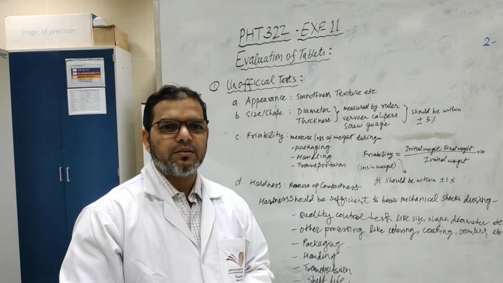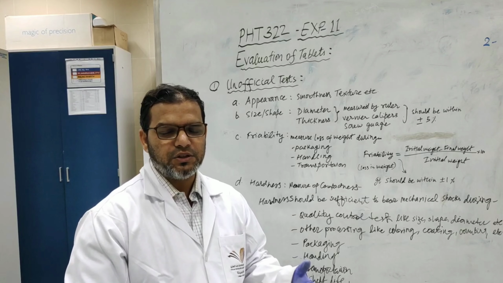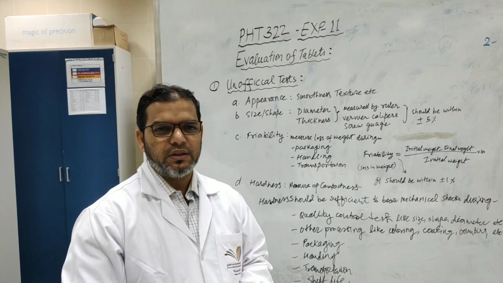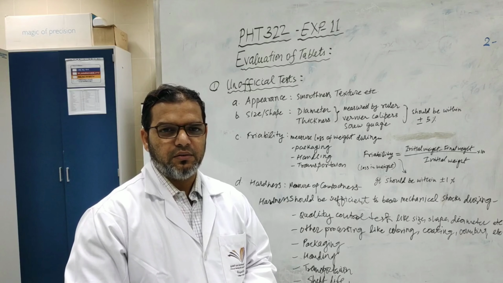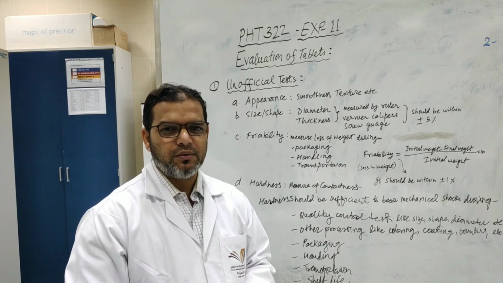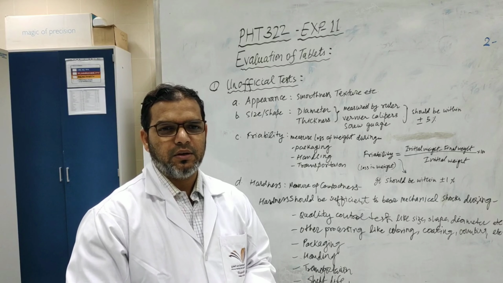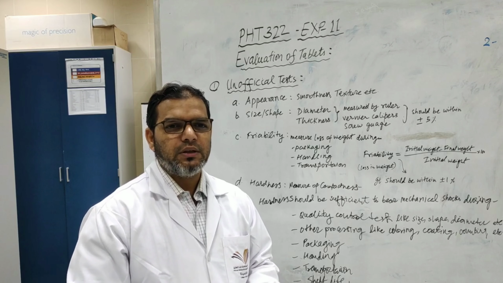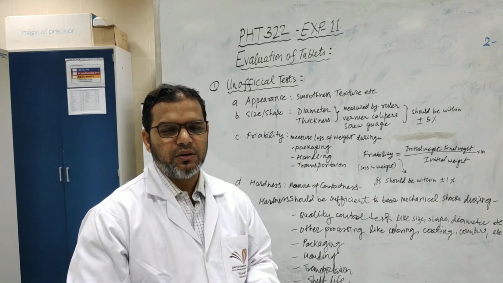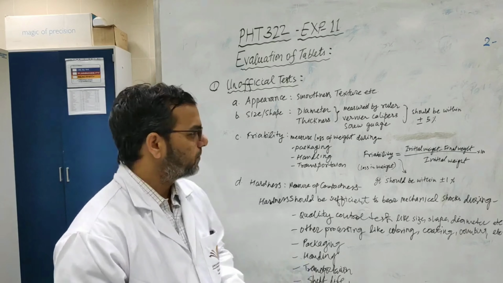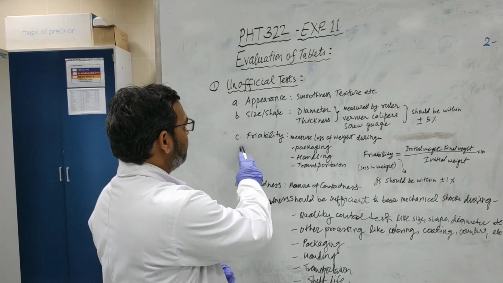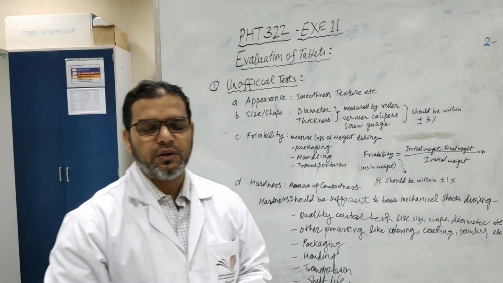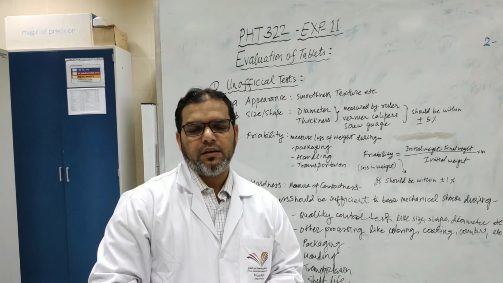Diameter and thickness, both you measure by any machine, and then you say the quality is good or bad based on their variation or deviation. If there is more deviation in any particular batch, you are going to say that the tablet is not good quality. Usually we take 10 or 20 tablets to measure these parameters. Then we have friability. The third parameter we are going to measure is the friability of the tablet.